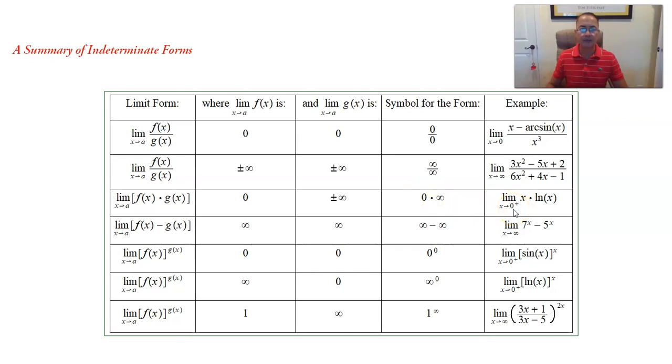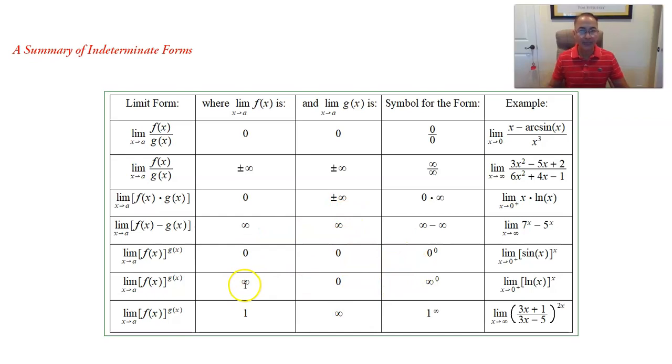I didn't mention the example for 0 times infinity. As x approaches 0 from the right, x is still approaching 0. But ln of x, as x approaches 0 from the right, is approaching negative infinity. So you have a limit of the form 0 times negative infinity. Again, the sign does not matter, only when we're computing the final answer.